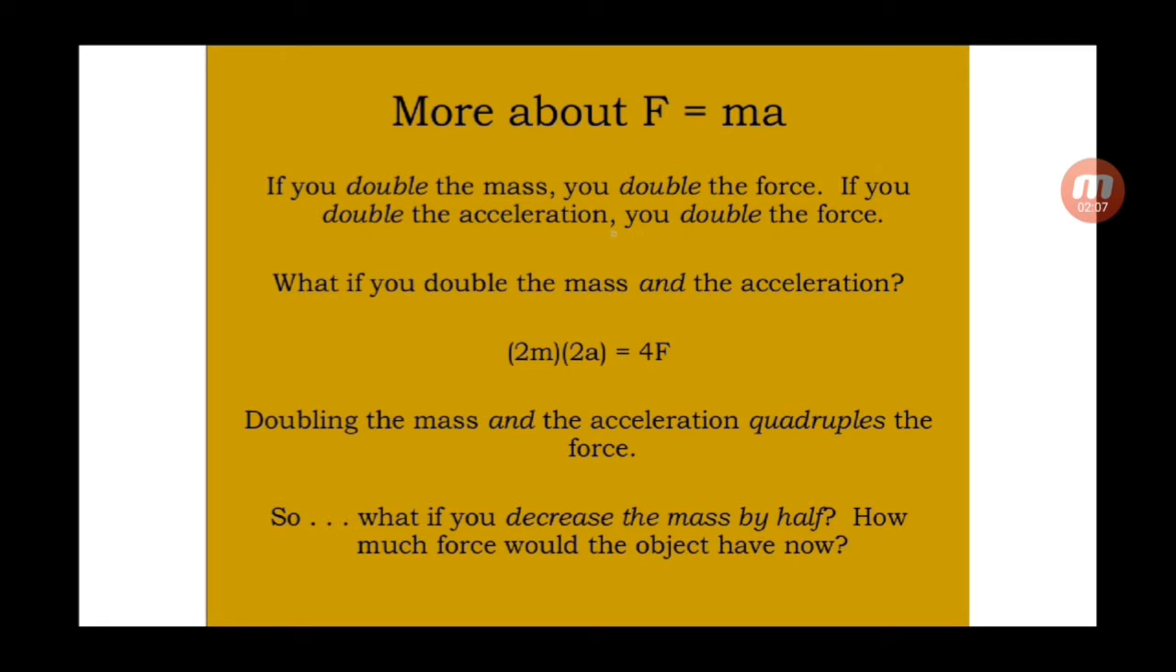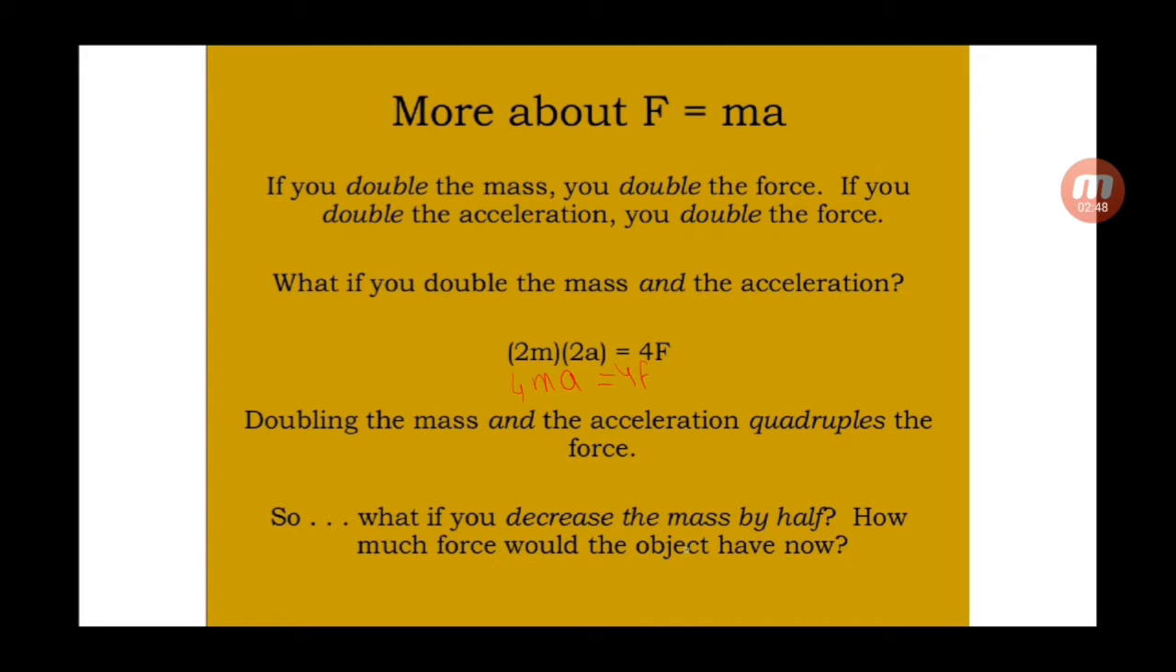Now, if I double the mass, I double the force, and if I double the acceleration, I only double the force. Now, if I double both the mass and the acceleration, so m becomes 2m and a becomes 2a, it becomes 4ma, and ma is equal to F, so it is equal to 4F. So if I double the mass and I double the acceleration, the force will be times 4. It quadruples, meaning it increases by a factor of 4.